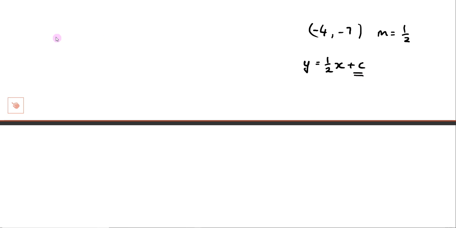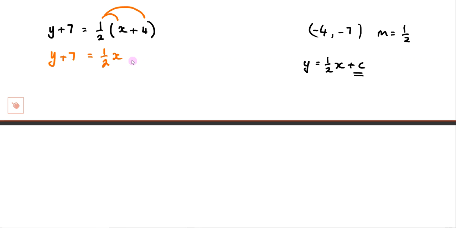So what we have already from previously is y plus 7 equals 1/2 (x plus 4), right? So how can I go from this to figure out what this will be? So the first step is to balance the equation, so you do minus 7. Oh no, not yet. I expand the brackets first. Let's expand the brackets. So I've got y plus 7 equals 1/2 times x plus, half of 4, 2.